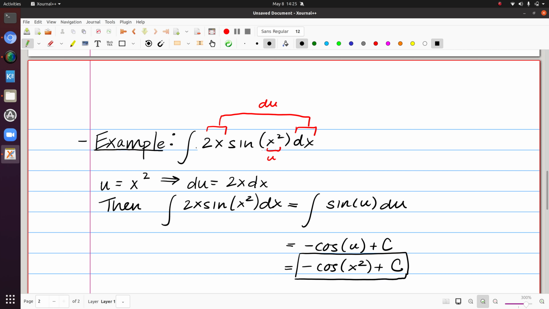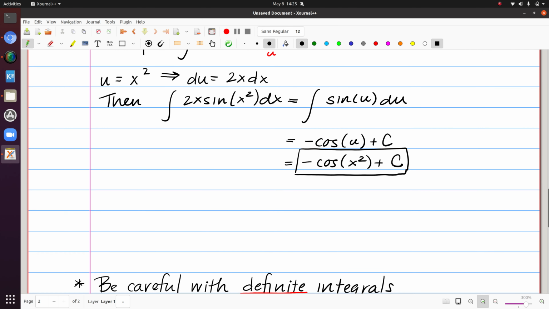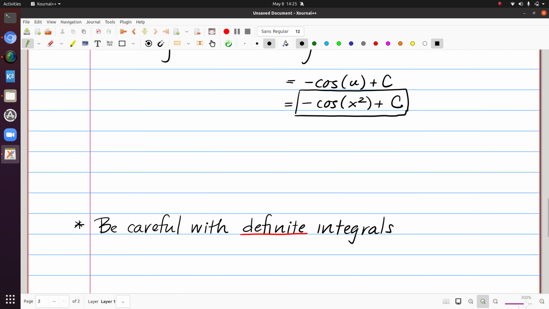And of course, especially when we're just starting to practice with this, what's nice is that you can check that if you take the derivative of what we have boxed there, you do in fact end up with the integrand. So one last thing I want to mention in this video is that we have to be a little bit careful with definite integrals. So in the example I did above, there were no bounds on that integral.